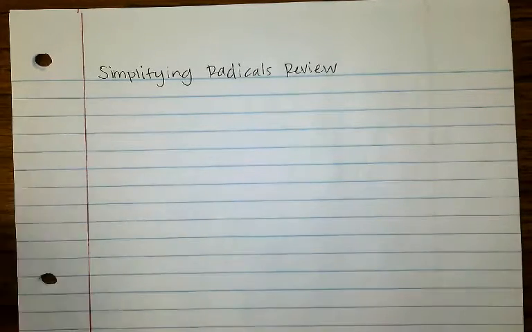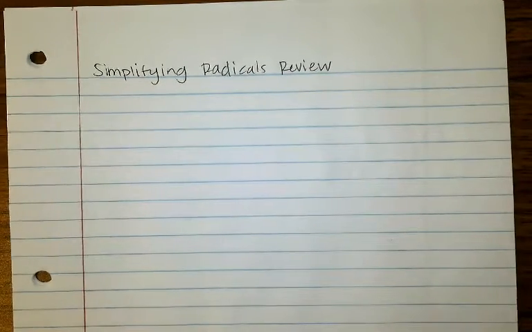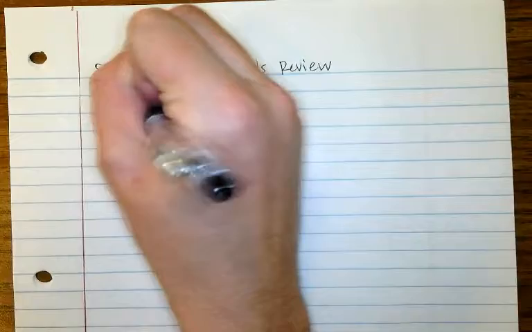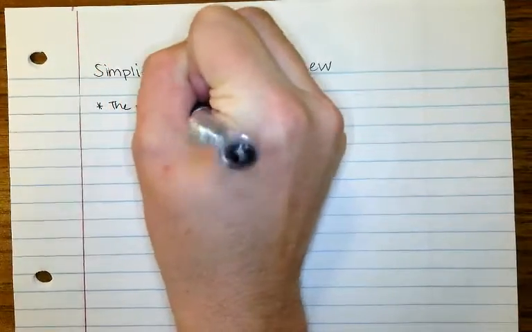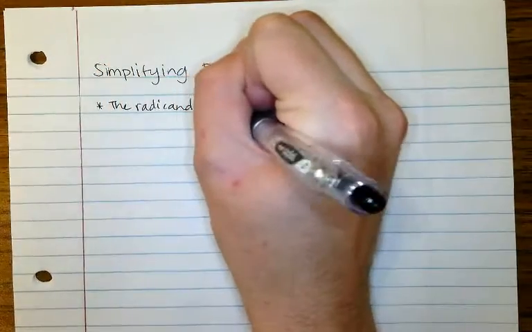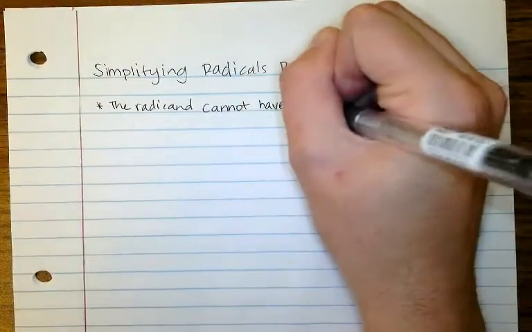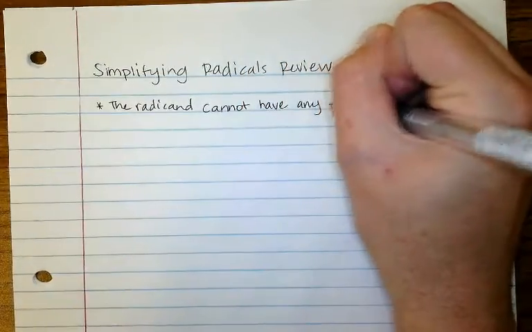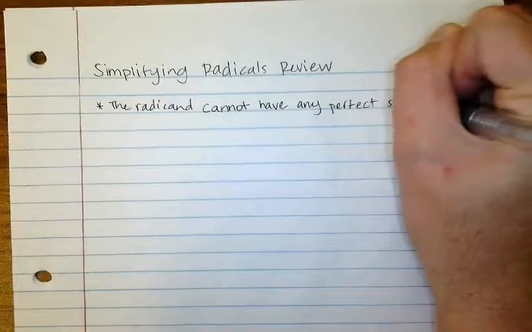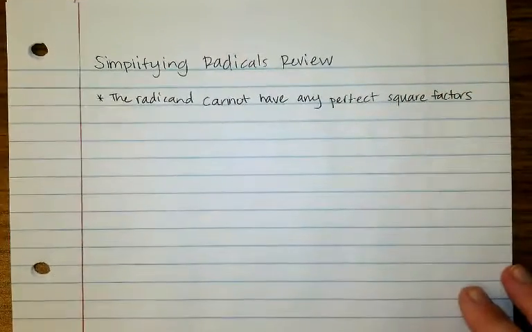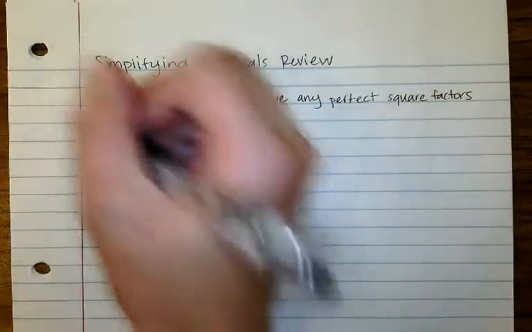So we are going to talk about the review of simplifying radicals. There's a few important rules for when we simplify radicals. One of the rules is that the radicand cannot have any perfect square factors. For it to be fully simplified, it cannot have any perfect square factors.